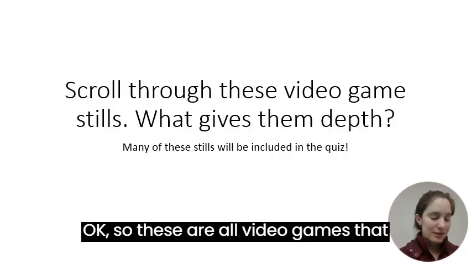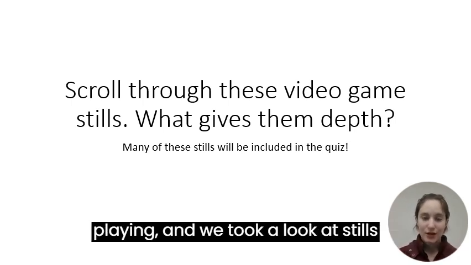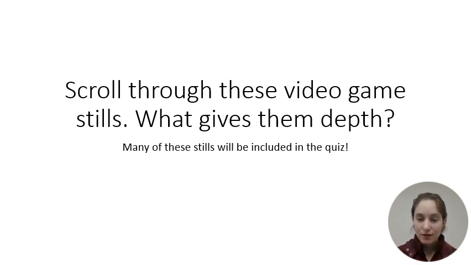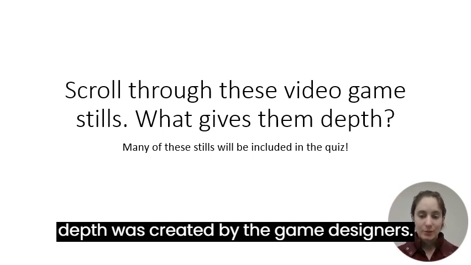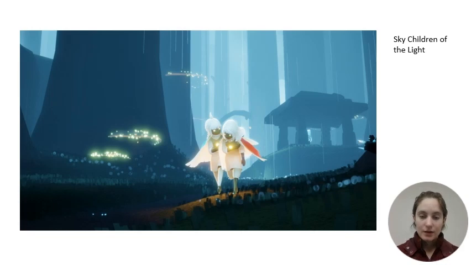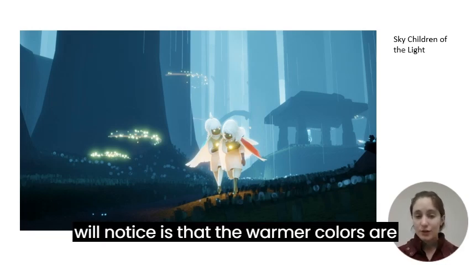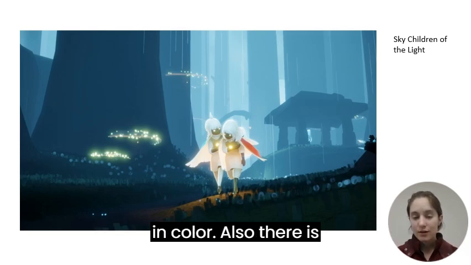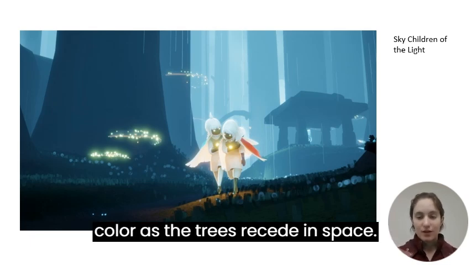Okay, so these are all video games that past students have told me they enjoy playing, and we took a look at stills from some of these, just to see how illusion of depth was created by the game designers. So in this one, the main thing you will notice is that the warmer colors are reserved for the foreground, and then the midground and background are very cool in color. Also, there is addition of more white into each layer of color as the trees recede in space.